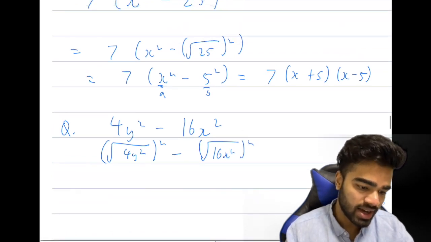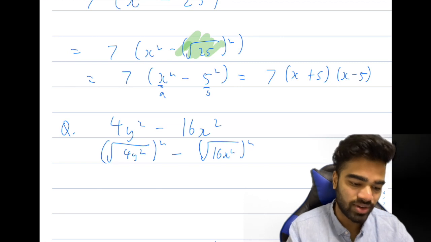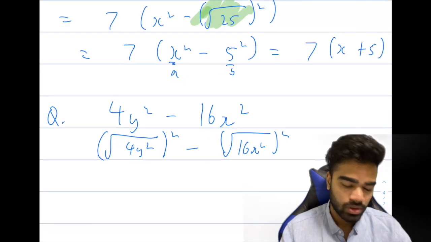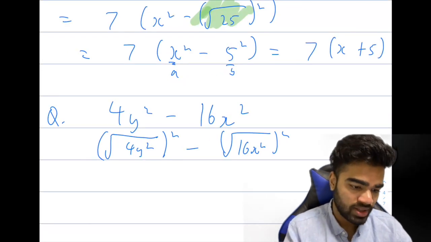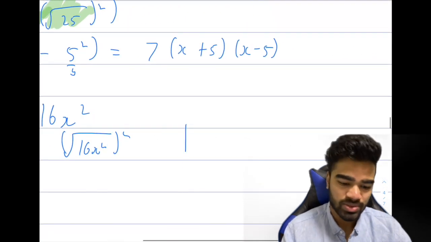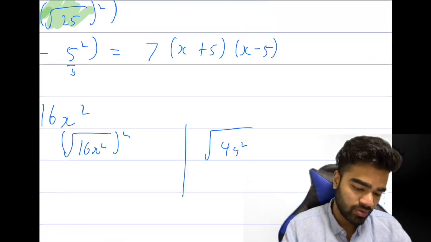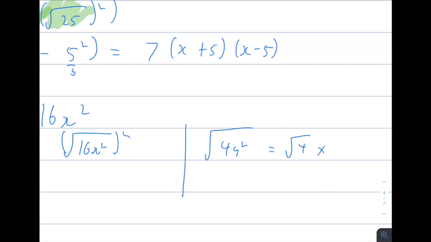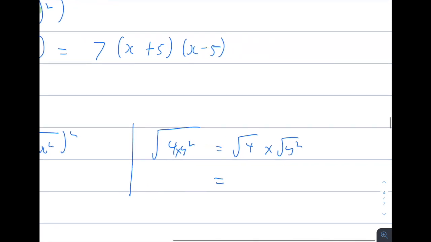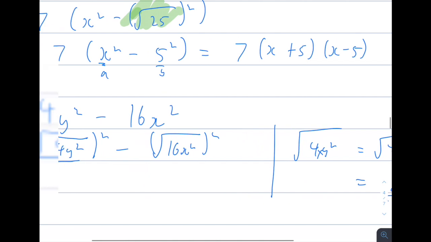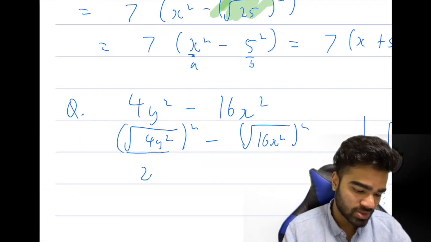Just exactly how I did it to this root 25. Square root it and then square it again. Okay, so let's talk about what this means. Root 4y squared. What is root 4y squared? Root 4y squared is nothing but root 4 times root y squared. Because they're multiplying, there's a third law which says I can split it up. Root 4 is 2 and root y squared is just y. So I'm just left with 2y. So root 4y squared is nothing but 2y whole thing squared.